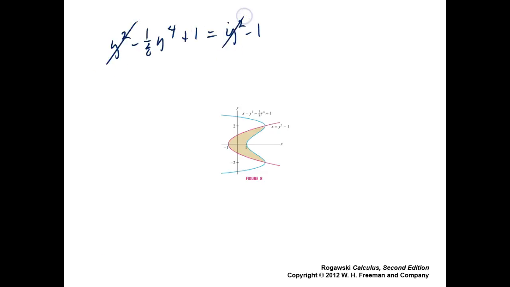Yep. Subtract those away. They disappear. Okay. What does that give you? Negative 1/8 y^4 plus 2 is equal to 0. Is that what you said?